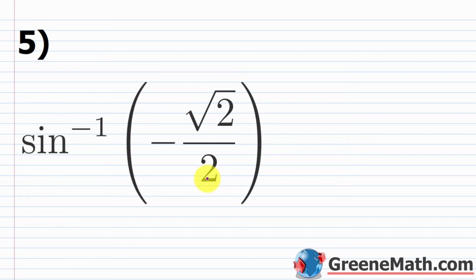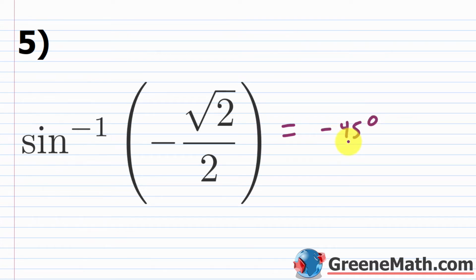Now, this is very straightforward to just punch into the calculator, but the answer might be very confusing for you. So if you punch this into your calculator using your inverse sine key, or some calculators will write it as arc sine like this. Again, it just depends on your calculator. Well, essentially what's going to happen is you're going to get negative 45 degrees.